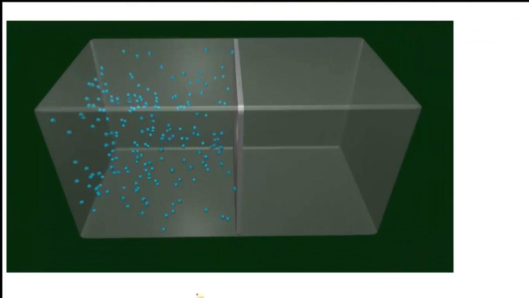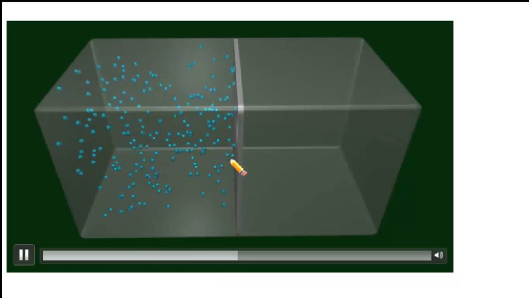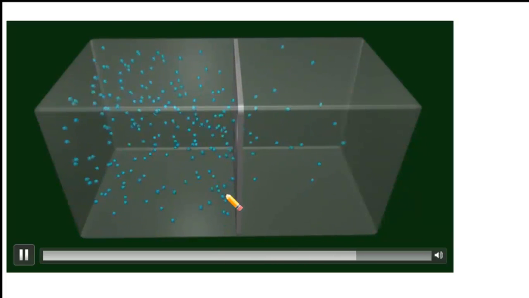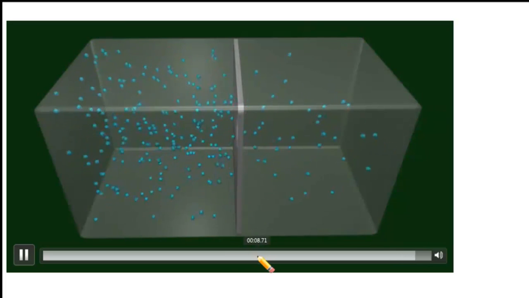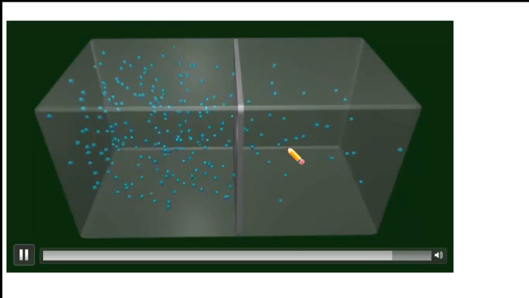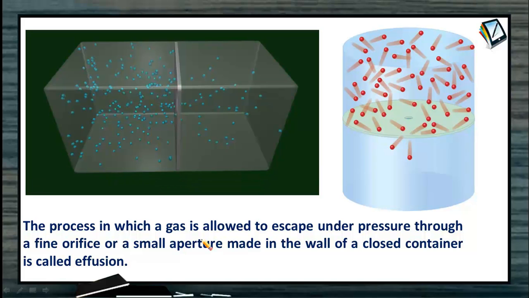And see what is happening here. It is the escaping of the gas under high pressure through a small aperture that is called effusion. So here the gas molecules are coming into this particular vacant space through the small aperture. This is called effusion. So what is effusion? It is a process in which a gas is allowed to escape under pressure through a fine orifice or a small aperture made in the wall of a closed container. That is called effusion.